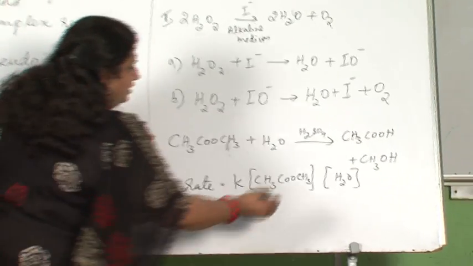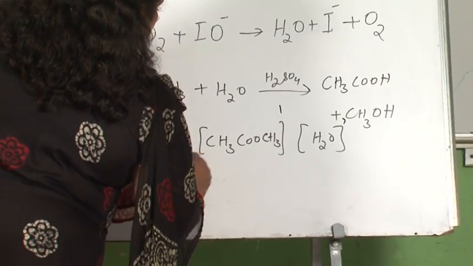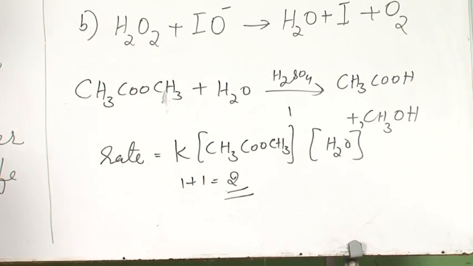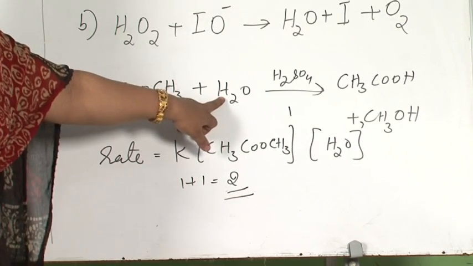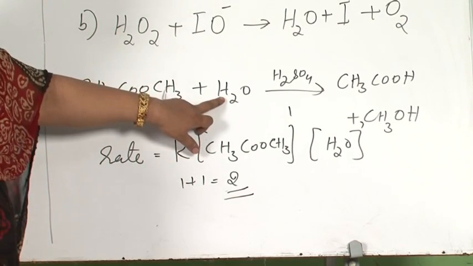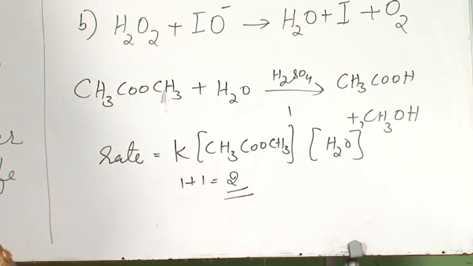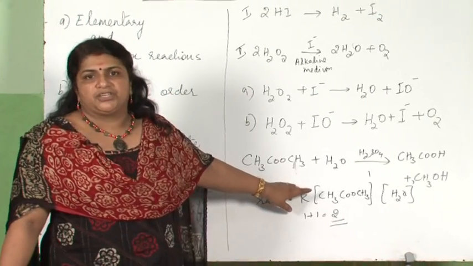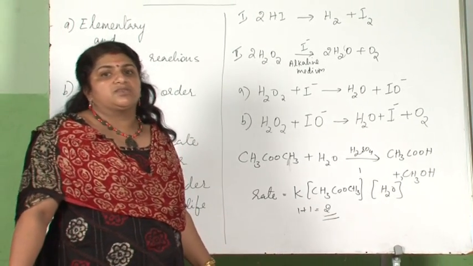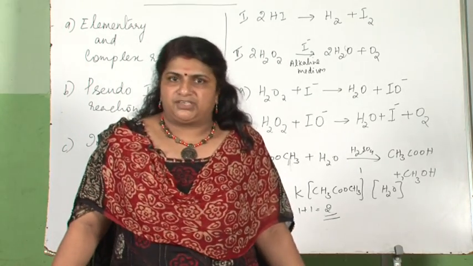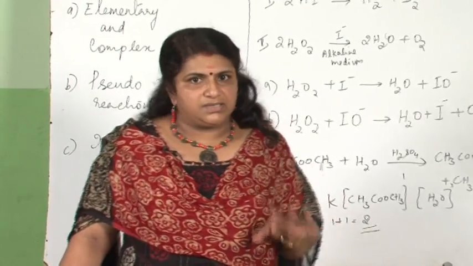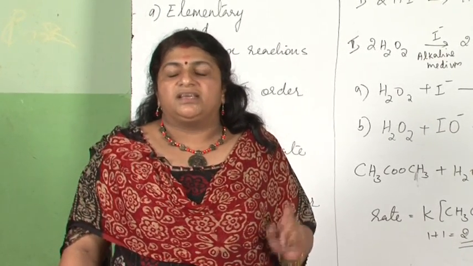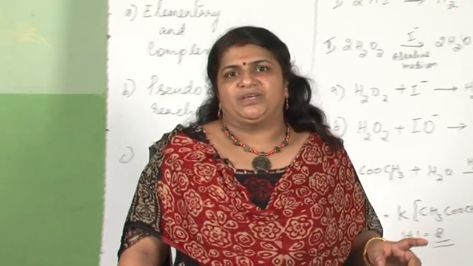If I write the order, it seems to be 1 plus 1, that is a second order reaction, but the reaction is first order because the concentration of water is normally taken as unity. In reactions where water is in excess, we take the concentration as unity. So, though it appears to be a second order reaction, it is a first order reaction. So, the reaction is called a pseudo first order reaction. The reaction follows first order kinetics. Is it clear to you? Reactions which appear to be second order but follow first order kinetics are known as pseudo first order reactions.